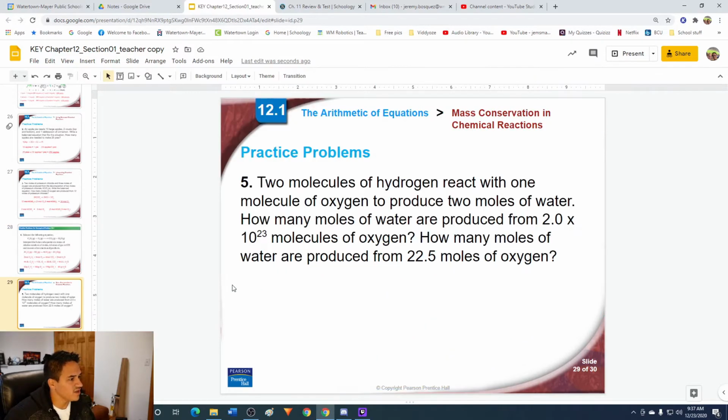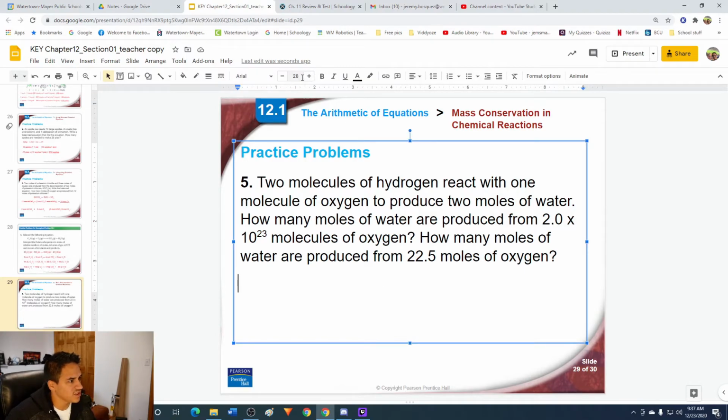All right, moving on to the last problem here, number 5. 2 molecules of hydrogen react with 1 molecule of oxygen to produce 2 moles of water. How many moles of water are produced from 2 times 10 to the 23rd molecules of oxygen? How many moles of water are produced from 22.5 moles of oxygen?